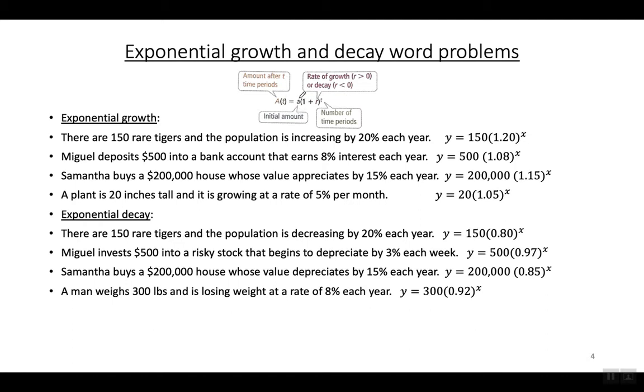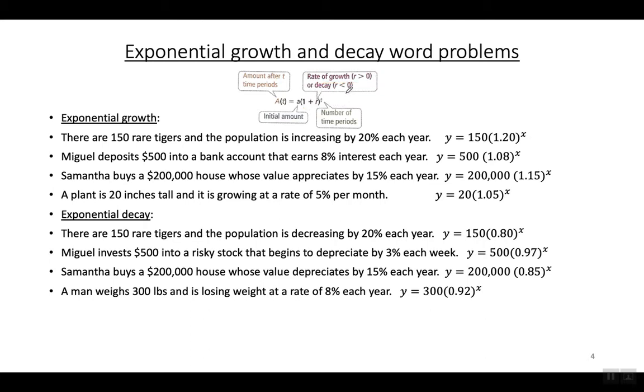So first of all, let's look at this formula up here. This is the same thing we just looked at in this slide. The only thing that's different is that b is broken up into 1 plus r. If r is the rate of growth, r is a number greater than 0. Because if you add a positive number to 1, guess what? B will be greater than 1.